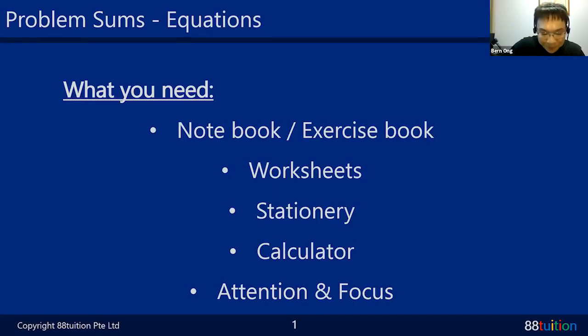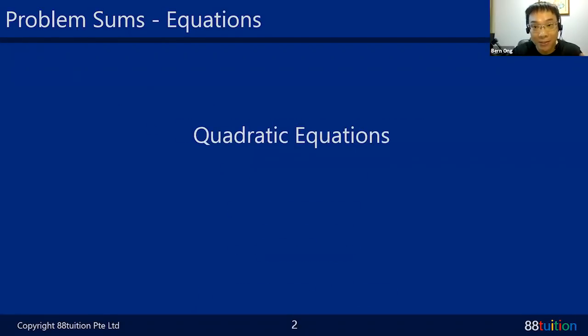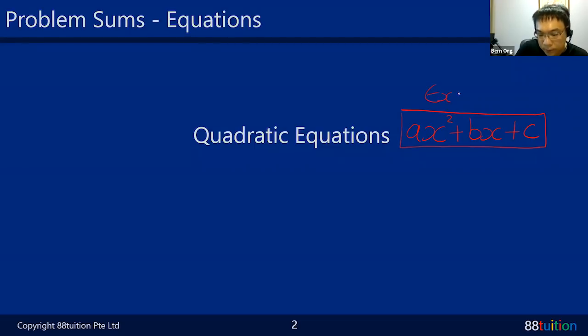Don't get angry. Okay, so I'm going to talk about something called a quadratic equation. What is a quadratic equation? A quadratic equation is always in this type of format: ax squared plus bx plus c. Teacher, this is not an equation. Very good. This is what I call an expression. Be careful. An expression doesn't have the equal to 0 portion.